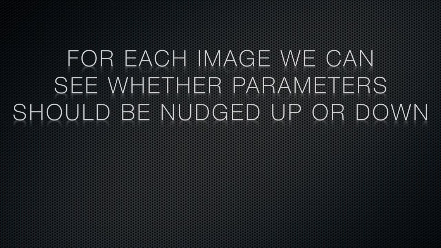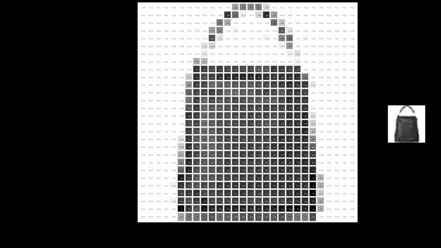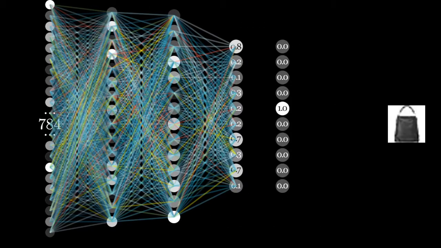So far, for each training image, we've seen which direction we want to nudge the weights and biases. We've also seen which direction we would like the activation of the previous layer's neurons to head. But by how much? Well, to figure that out, let's return to the example of the bag. When presented with this image, you'll recall that we want to increase activation 5. In this case, from 0.2 to 1.0.